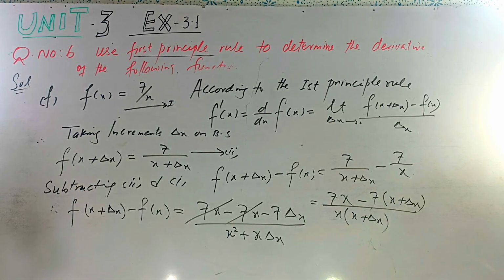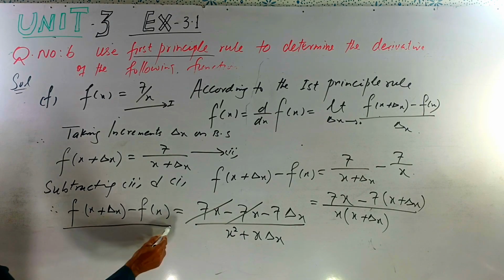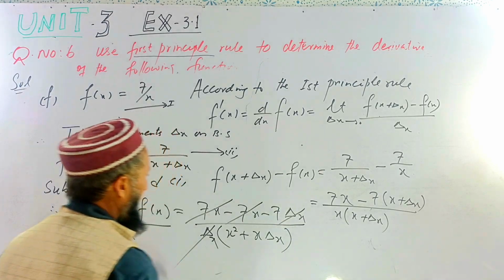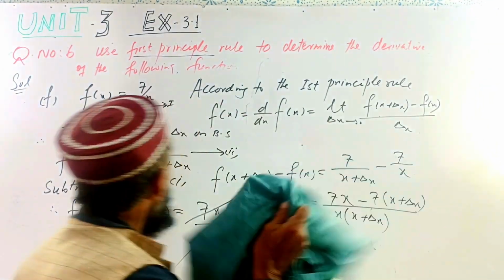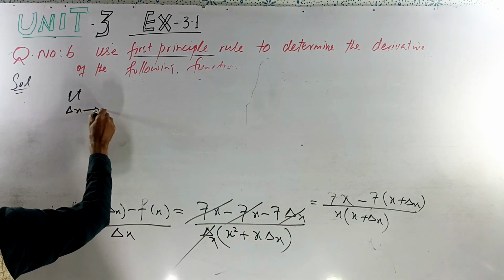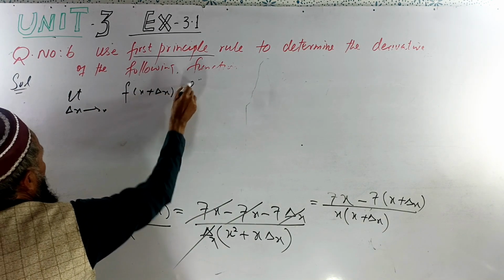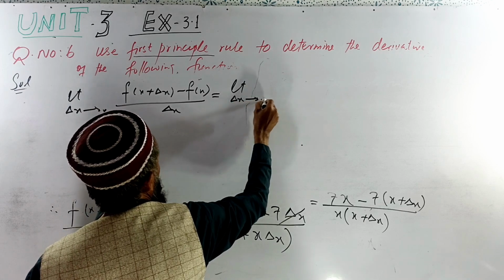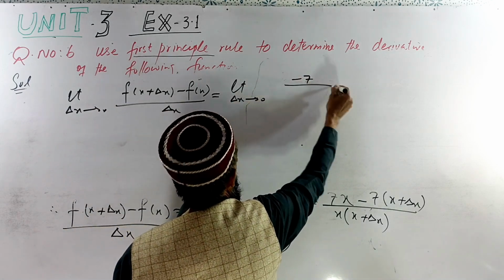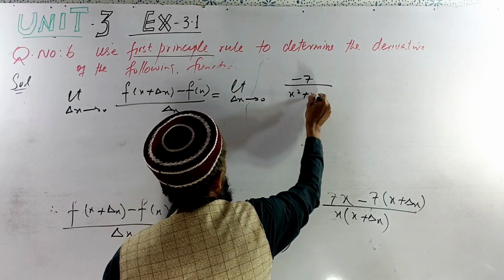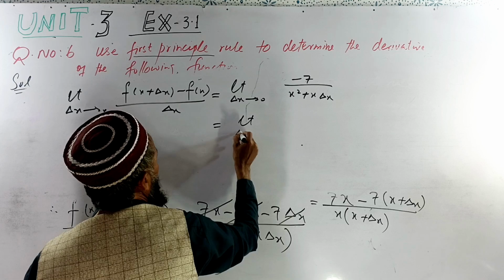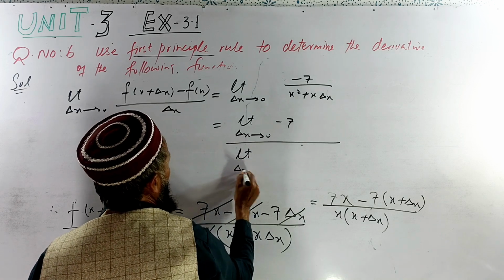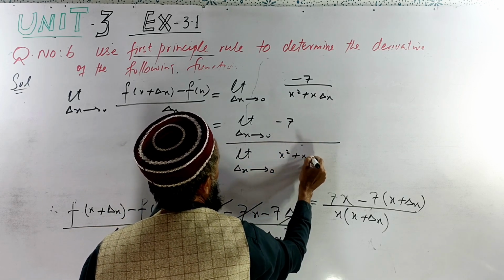Now dividing both sides by delta x, delta x and delta x cancel here. We get the answer: limit delta x tends to 0 of f of x plus delta x minus f of x divided by delta x is equal to limit delta x tends to 0 of minus 7 divided by x square plus x delta x. If we apply the limit to the numerator and denominator, it is minus 7 divided by limit delta x tends to 0 of x square plus x delta x.